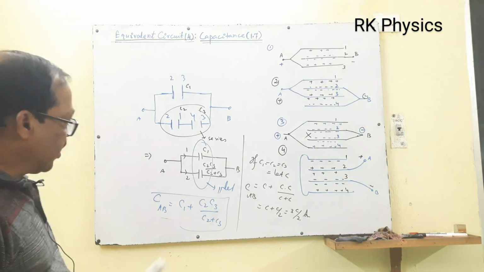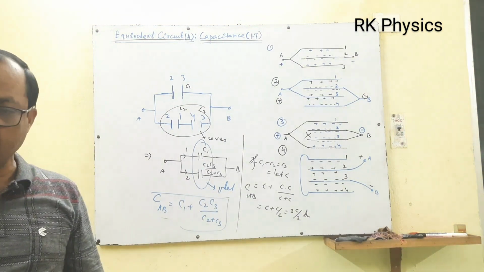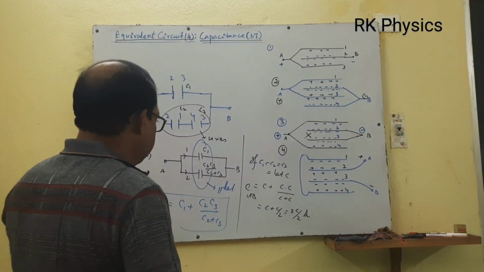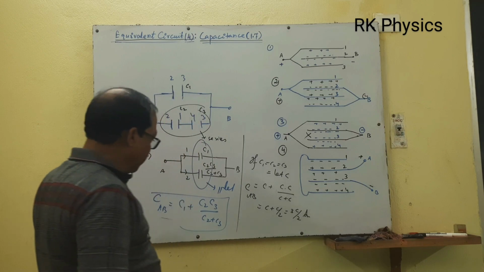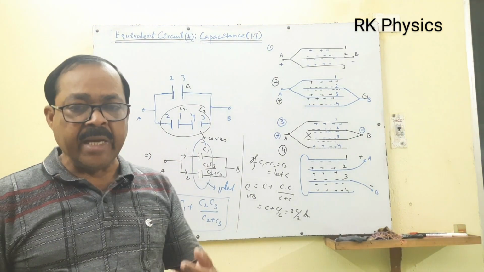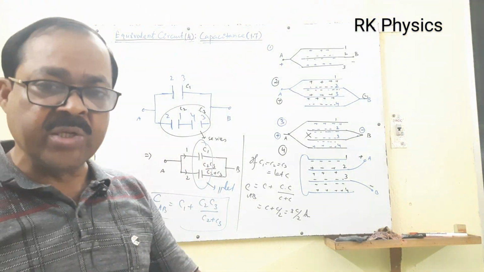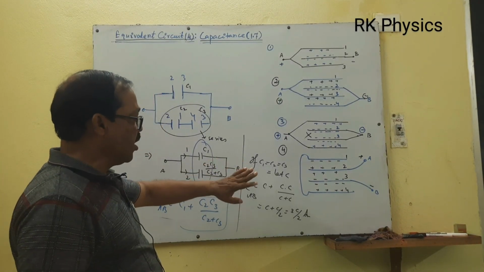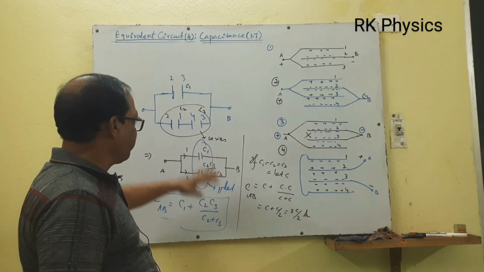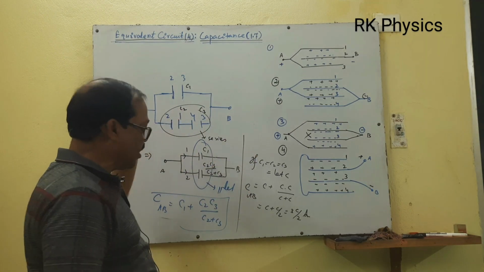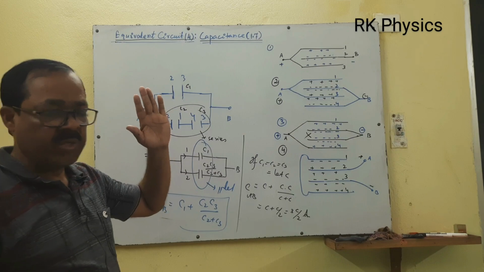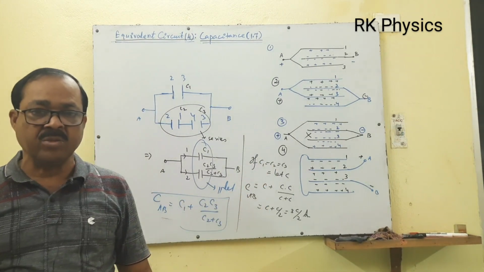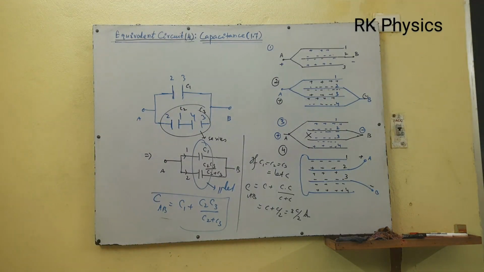Accordingly you can take C1 1 microfarad, C2 3 microfarad, C3 4 microfarad, and you can put it, you can change the medium between any two successive plates, you can change area, you can change distance between the plates, but without changing A, D and medium. This is simply an equivalent circuit, and find out the capacitance. Okay, now this is for unequal capacitor, this is for equal capacitor.